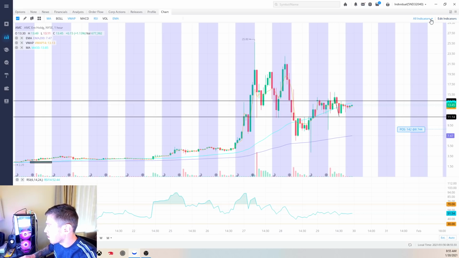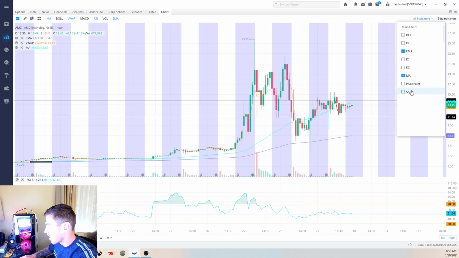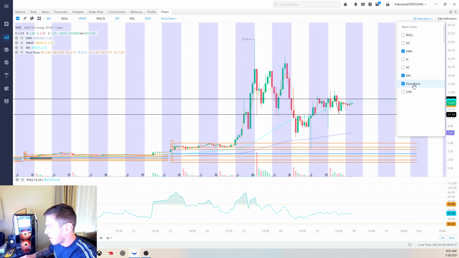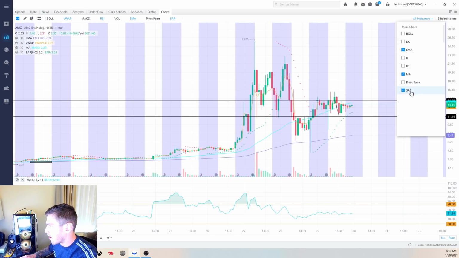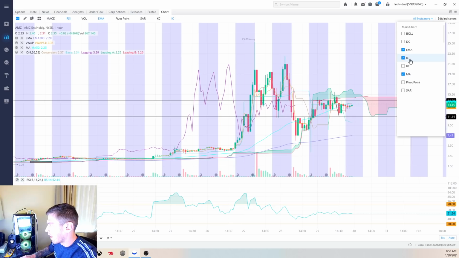So if you want to use a different indicator, right? These are the ones that they have available. They've got pivot point. I don't typically use that. They've got SAR. I don't typically use that. KC, IC.